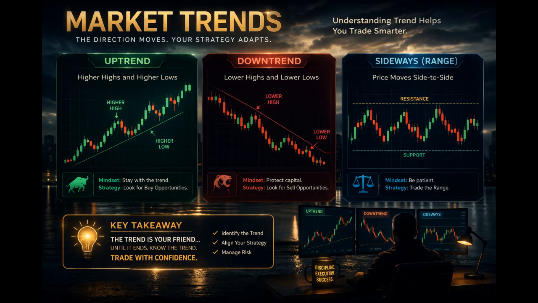Mean reversion. Mean reversion is a trading concept based on the idea that asset prices tend to return to their average value over time. For example, if Bitcoin normally trades around $70,000 but suddenly rises to $75,000, traders using mean reversion strategies may expect the price to fall back toward the average.